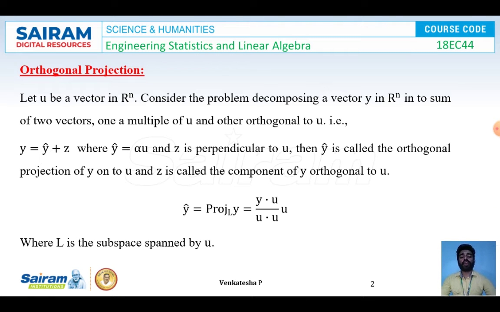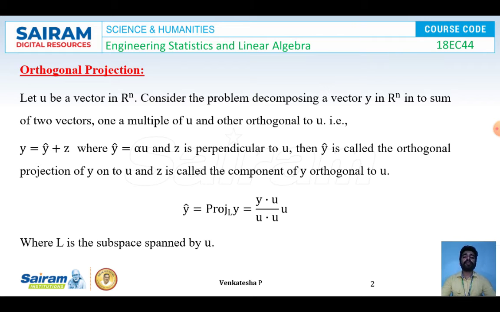What is orthogonal projection? Let u be a vector in R^n. Consider the problem of decomposing a vector y in R^n into the sum of two vectors, one is a multiple of u and the other is orthogonal to u. That is, y is equal to y cap plus z, where y cap is given by alpha times u and z is perpendicular to u.